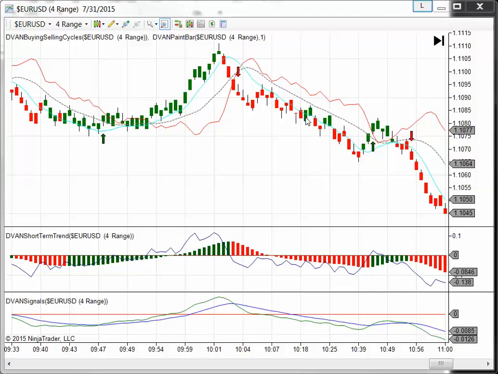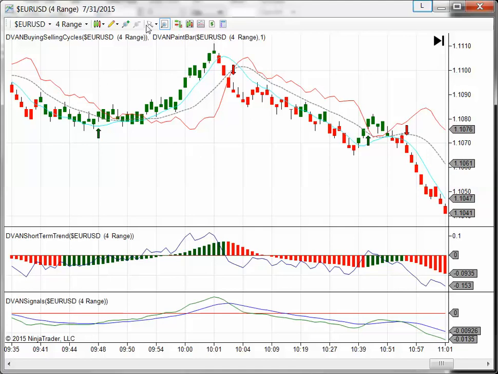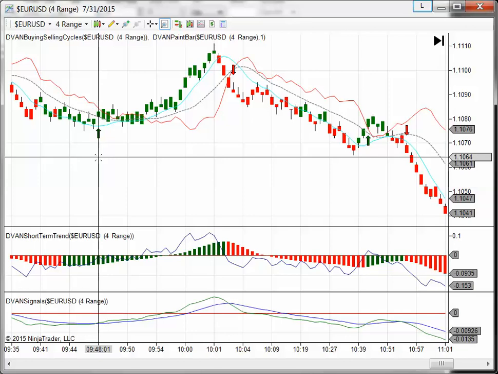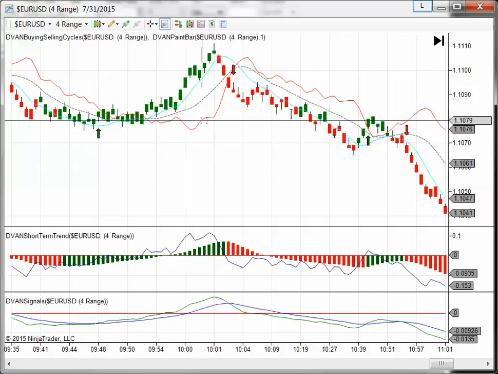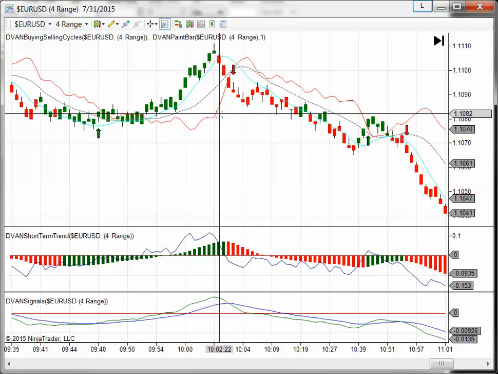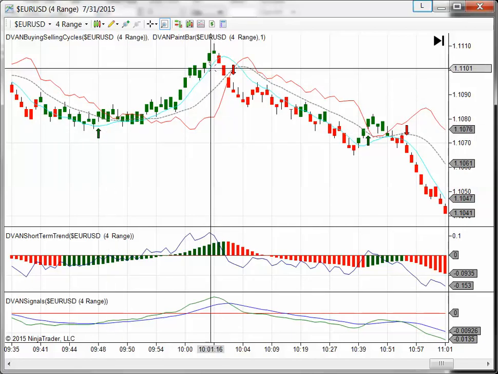So I'll quickly go through the trades today and show you some examples of how we did. The first trade, given at 9:48 at 1.1083, we move up for about 14 minutes and we get out at 1.1103 for a 20 bip trade.